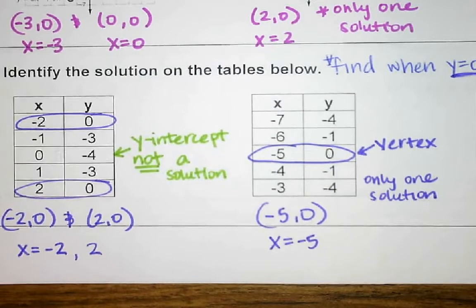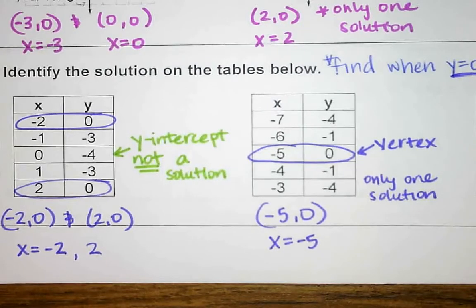There might be times where you type in a graph and only one of your zeros pops up on the table, but that's just because the other point is like a decimal or something. So it's only one solution when that x-intercept is a vertex. Do y'all feel good about that?